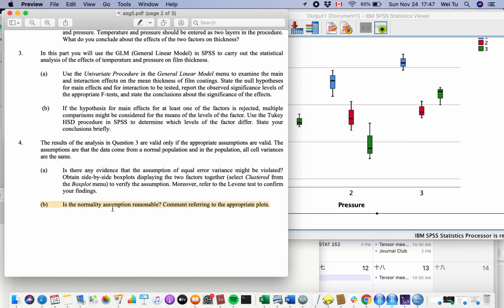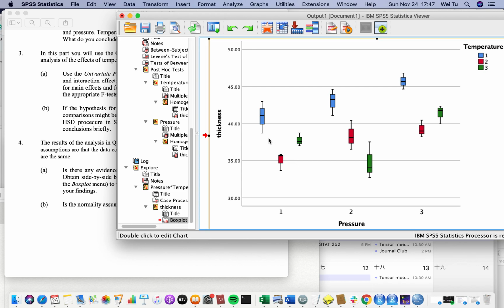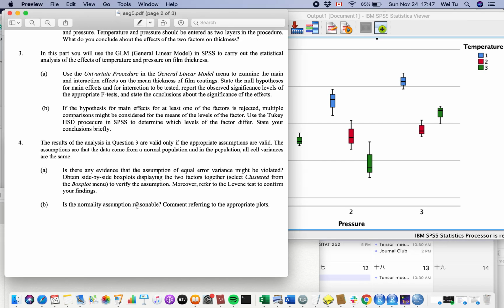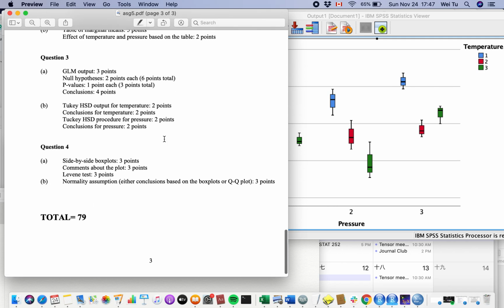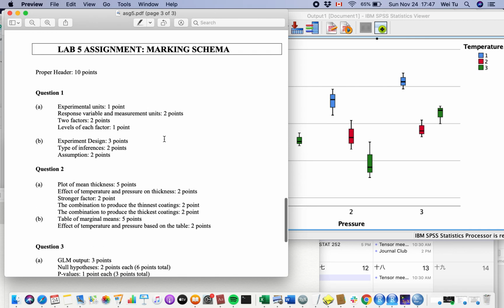Similarly with this normality assumption, right? When you have 3 points, it's very, very much pointless to talk about normality. But based on this, you could say, oh, this one is extremely skewed, but come on, it's 3 points. So yeah, whatever you think is reasonable here, okay. That's everything. Okay, good. So this one's pretty straightforward, right?